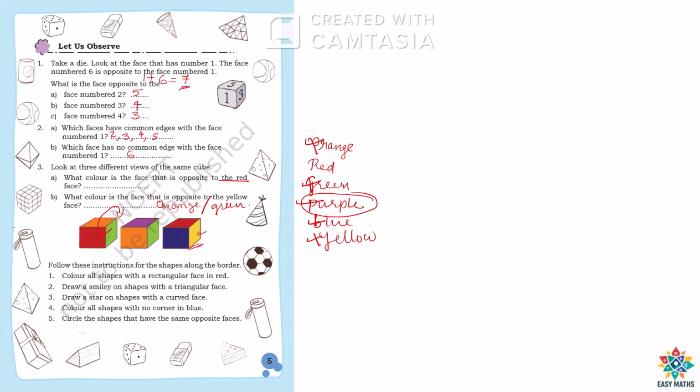Now follow these instructions for the shapes along the border. Color all the shapes with a rectangular face in red. Search for the rectangular faces here. Let us start from here. This one, eraser. It has a rectangular face. It does not have this. It does not have this. Here also no rectangular faces. No rectangular face. Come down.